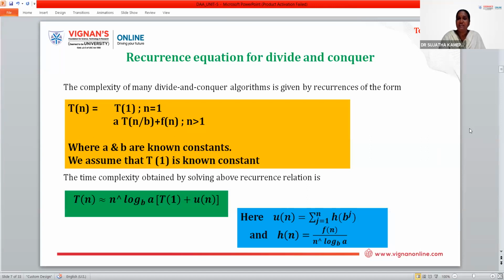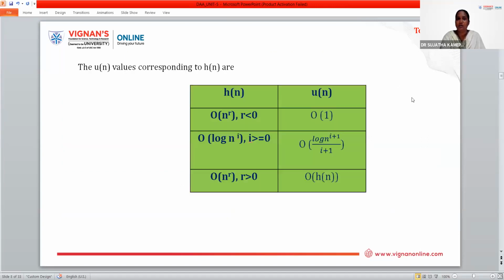Here, we can get the u of n values corresponding to h of n directly, without going for complex solutions. If h of n is in the form of big O of n power r and r is less than 0, we can get u of n value as big O of 1. If we get h of n value as big O of log n power i, where i is greater than or equal to 0, in that case, u of n can be represented as big O of log n power i plus 1 by i plus 1.